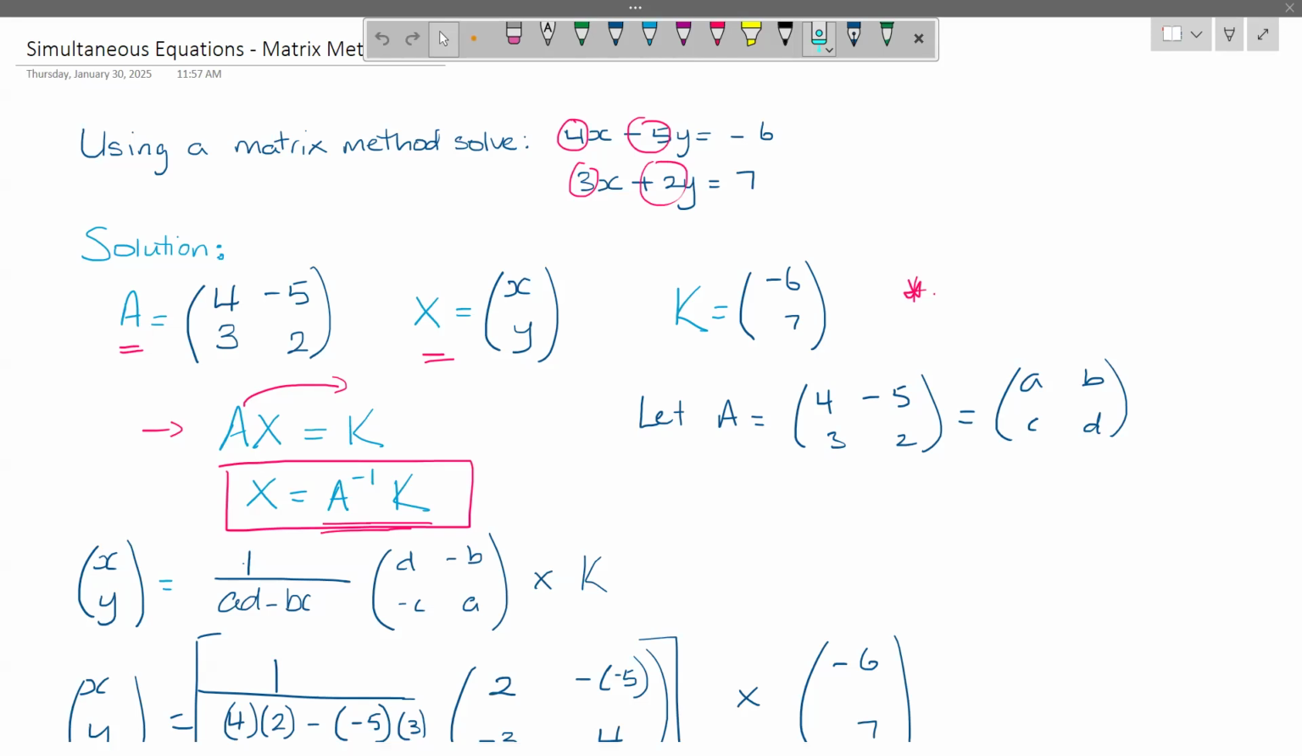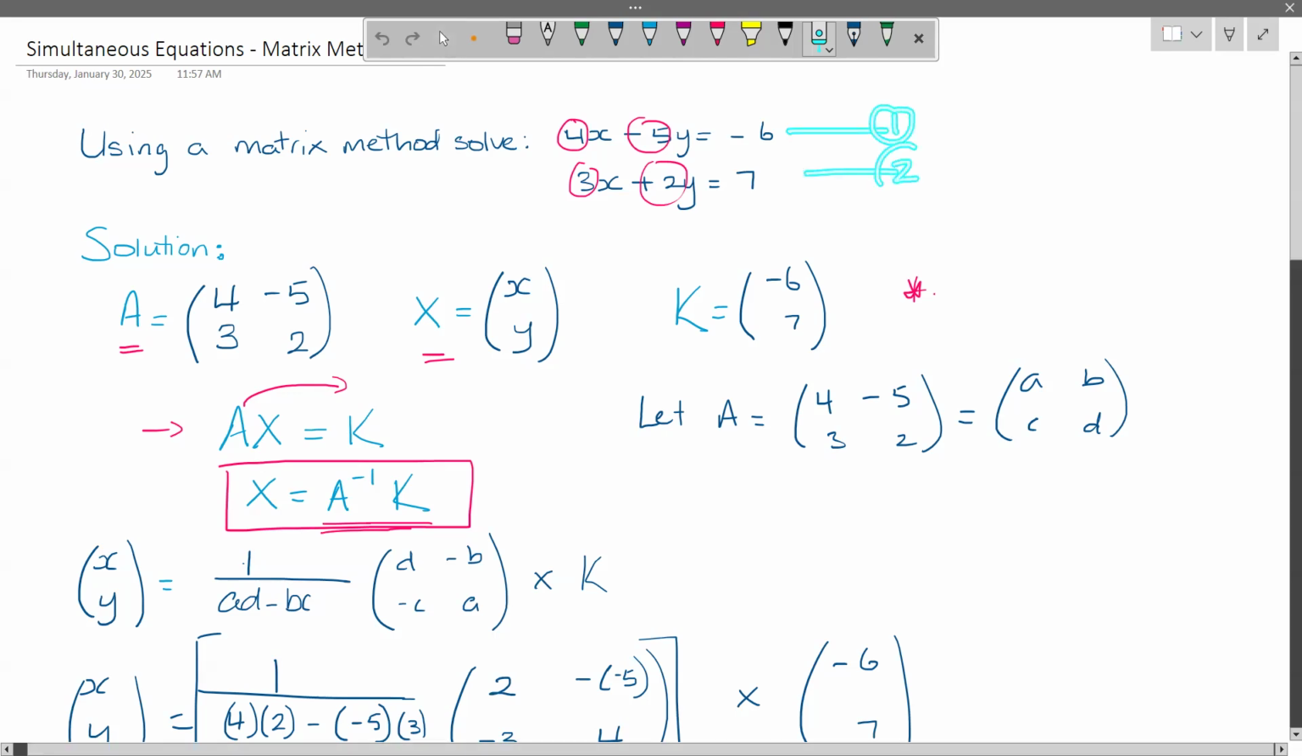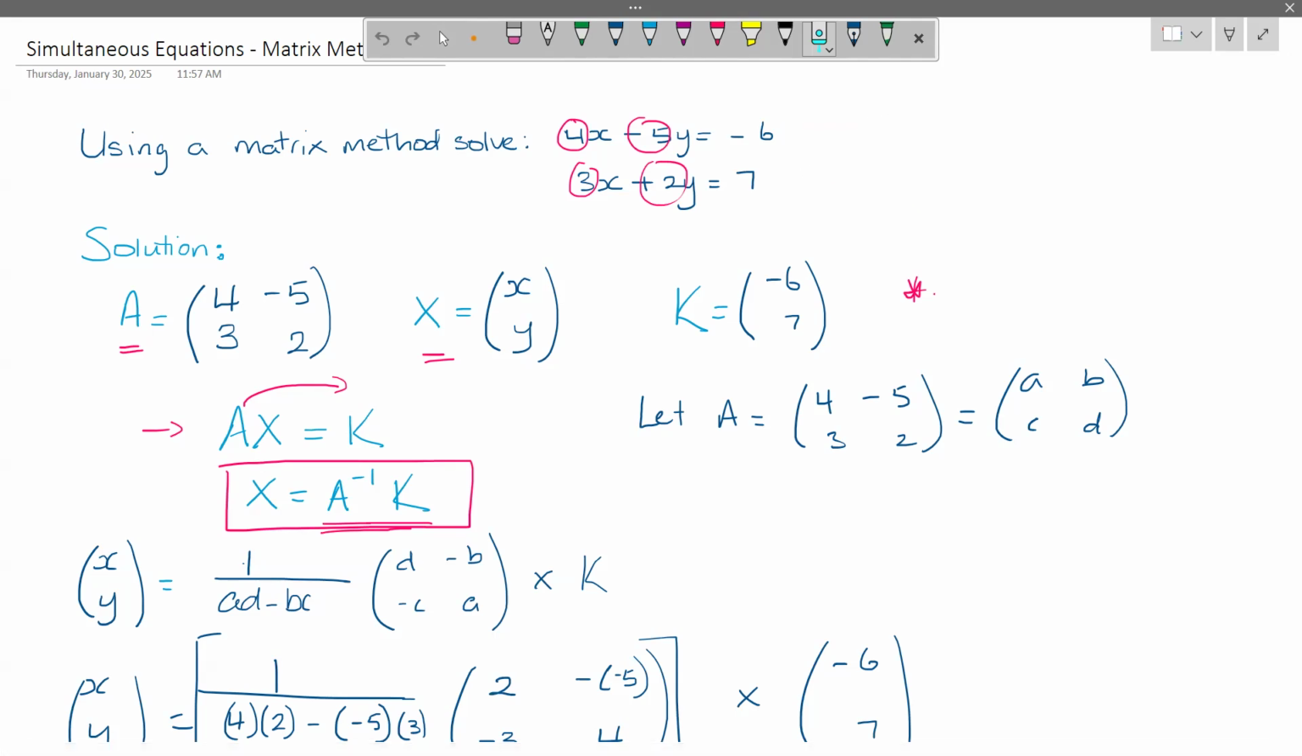We're going to look at how we solve simultaneous equations using the matrix method, right? So this is the pair of equations that I have here, equation 1, equation 2. The first part is framing your solution, taking out of the equations three matrices that we're going to use in order to work out what the values of x and y are.